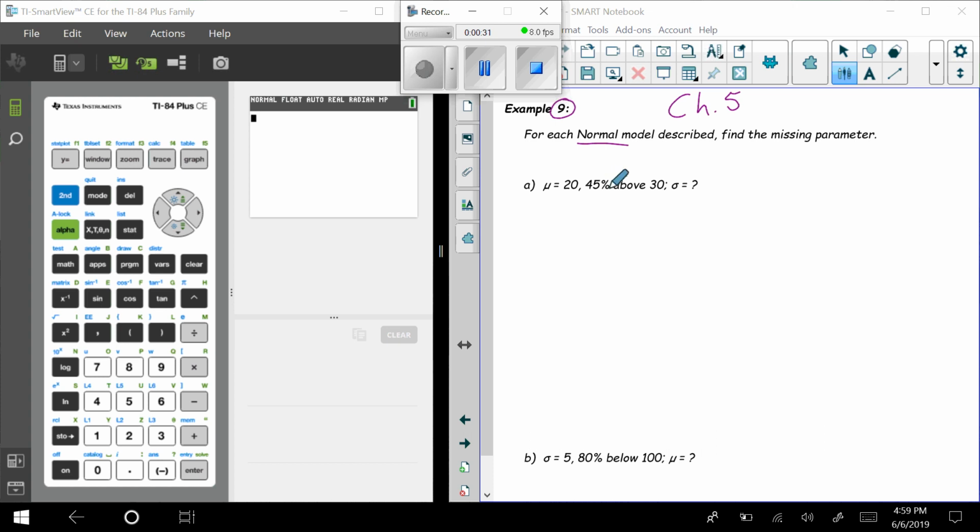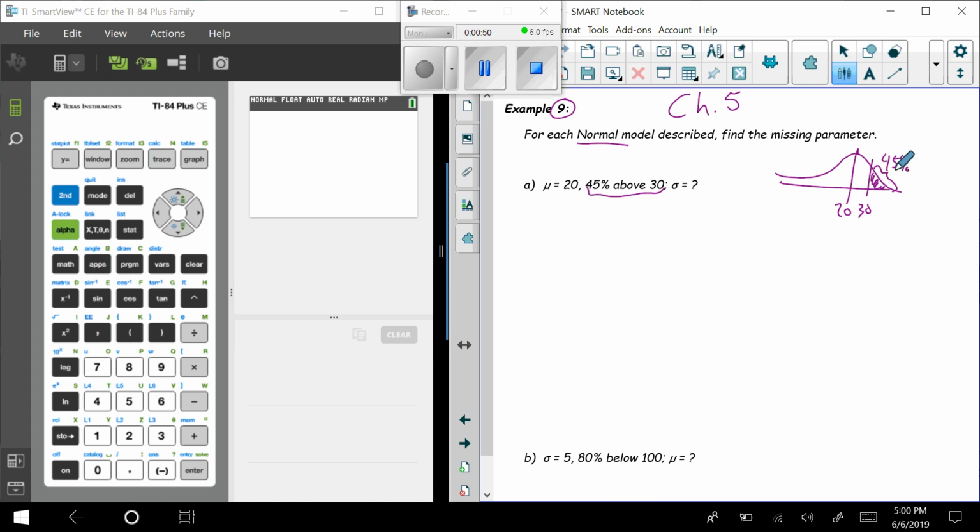So here it says 45% is above this 30 mark. Well, mu we know is 20, right? Above 30 would be here. Up here it's saying that there is 45% of the data, right?